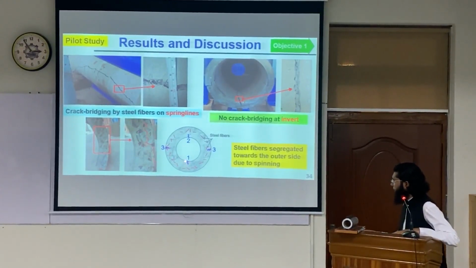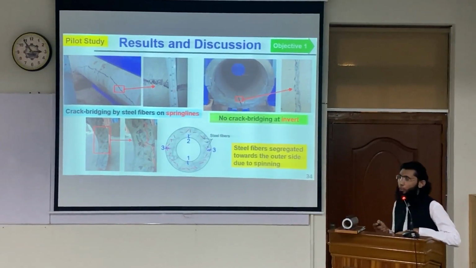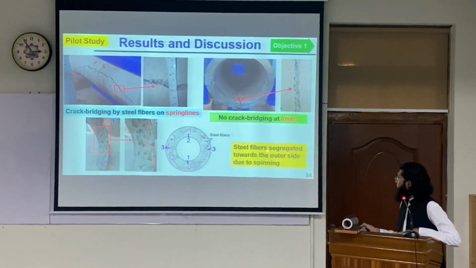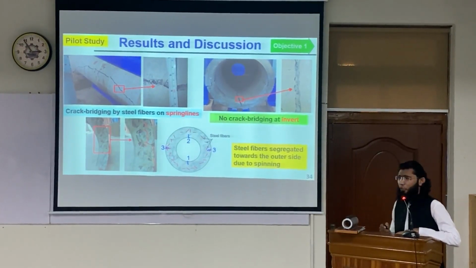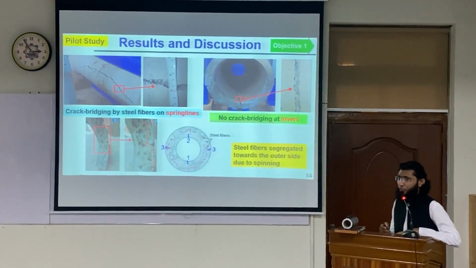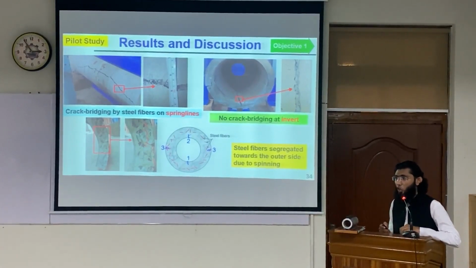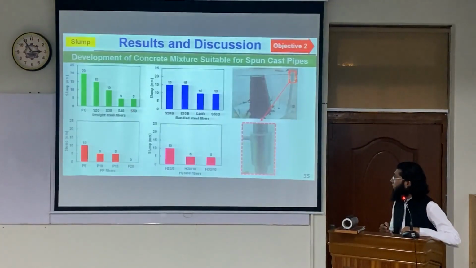So when the crack appears on the inner side, which happens at the invert and crown, no fibers were available to intersect these cracks. So the problem identified in the pilot study was the segregation of the steel fibers, and this was the stage when the PP fibers were considered for inclusion in the study.